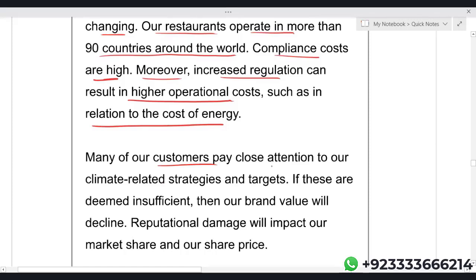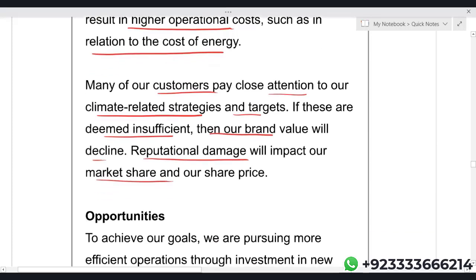Many of our customers pay close attention to our climate related strategies and targets. If these are deemed insufficient, then our brand value will decline. Reputational damage will impact our market share and our share price.